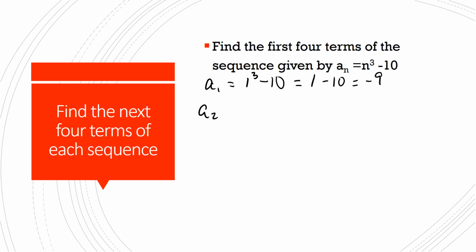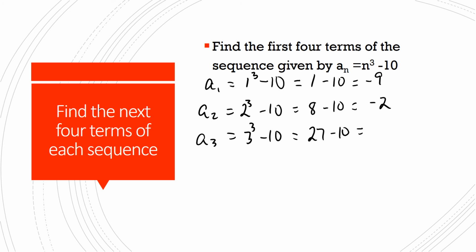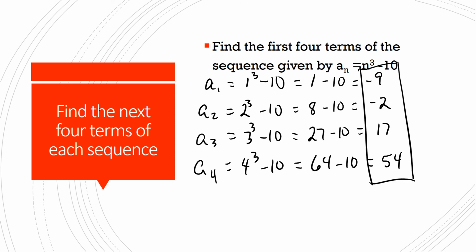And then we go a2, second number in the sequence, would then be 2 cubed minus 10. And 2 cubed is 8 minus 10, which would then be negative 2. And the third term of the sequence would be 3 cubed minus 10. Let's see, 3 cubed is 27 minus 10. So the third term would be 17. And then that would be the fourth term of the sequence. a4 would be 4 cubed minus 10. And 4 cubed is 64 minus 10, 54. And there, using an explicit formula, we found the first four terms of the sequence. Finding terms of a sequence.